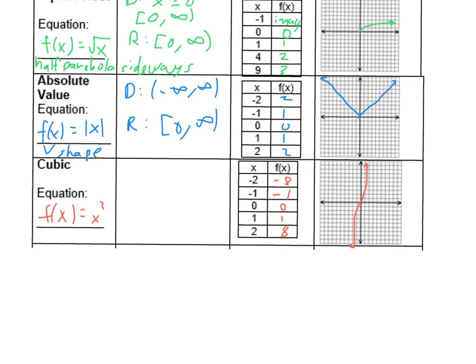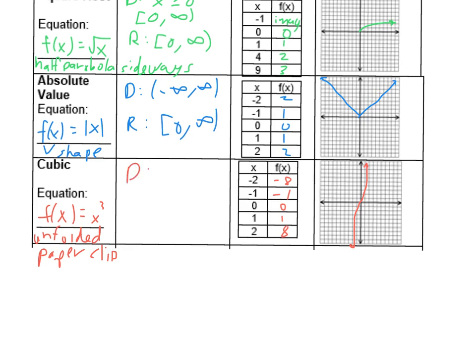I've never had a good explanation for what shape this is. The best I've come up with is an unfolded paper clip. So next time you see a paper clip, unfold it and take a look at it and tell me if it looks like a cubic function.